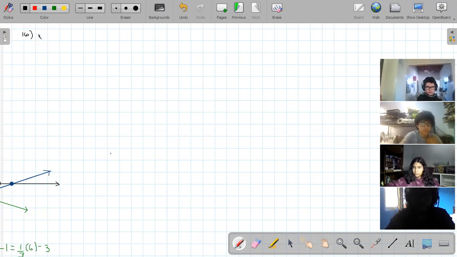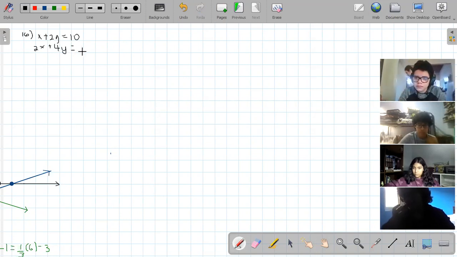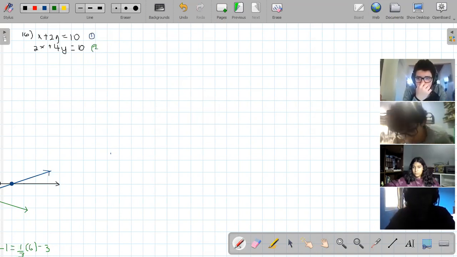Exercise 16 says x plus 2y equals 10, and 2x plus 4y equals 10 as well. Okay, step 1, choose equation 1 and choose equation 2. This is equation 1 in blue, and this is equation 2 in green. And I'm going to find the intercepts for each one of them.